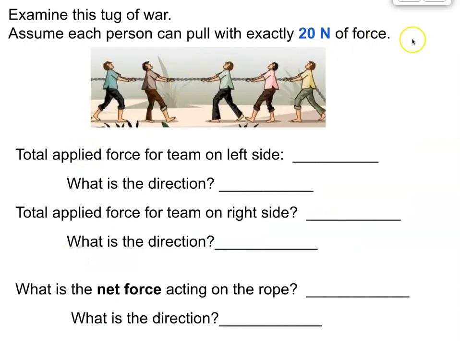So we're going to go ahead and take a closer look at what net force actually is and how we can determine that. Let's imagine another scenario of a tug-of-war match, but we're going to add a little bit more information. Let's say that each person can pull with exactly 20 newtons of force.